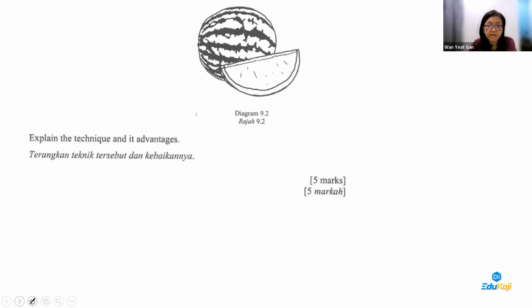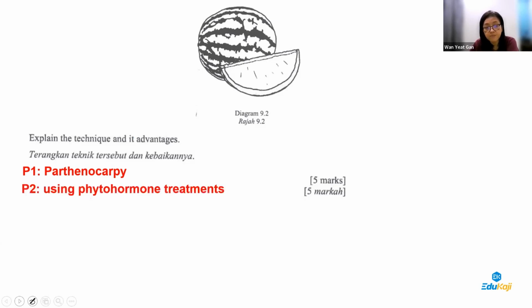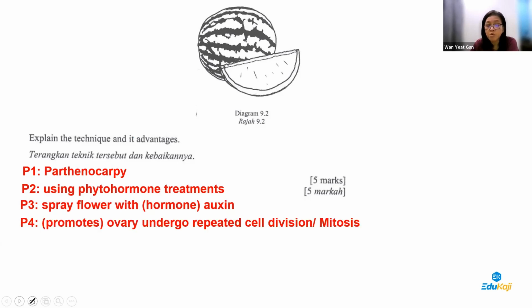So explain the technique and its advantages. You look at the watermelon, it does not have seeds. So what kind of technique has been advised by the officer? Okay, the officer would have suggested the technique called parthenocarpy, because you can see the watermelon does not contain seeds. The parthenocarpy method uses phytohormone treatment. So you spray the watermelon flower with auxin, and this promotes the ovary to undergo repeated mitosis, right? There is no fertilization, therefore producing a seedless fruit. So this watermelon is seedless.